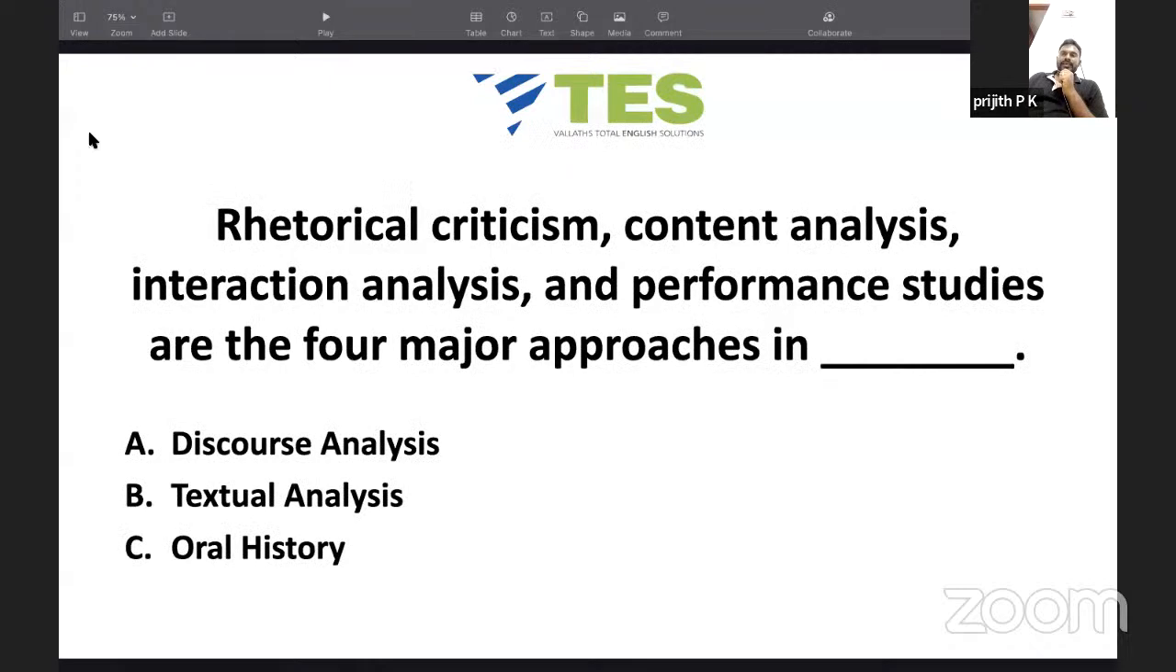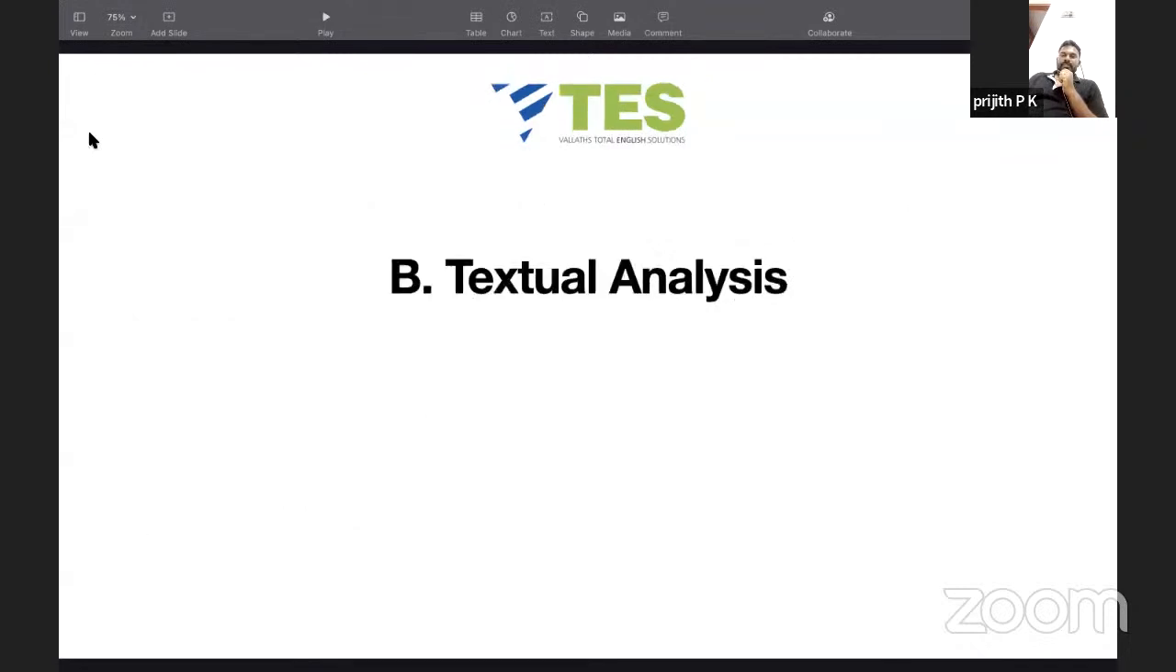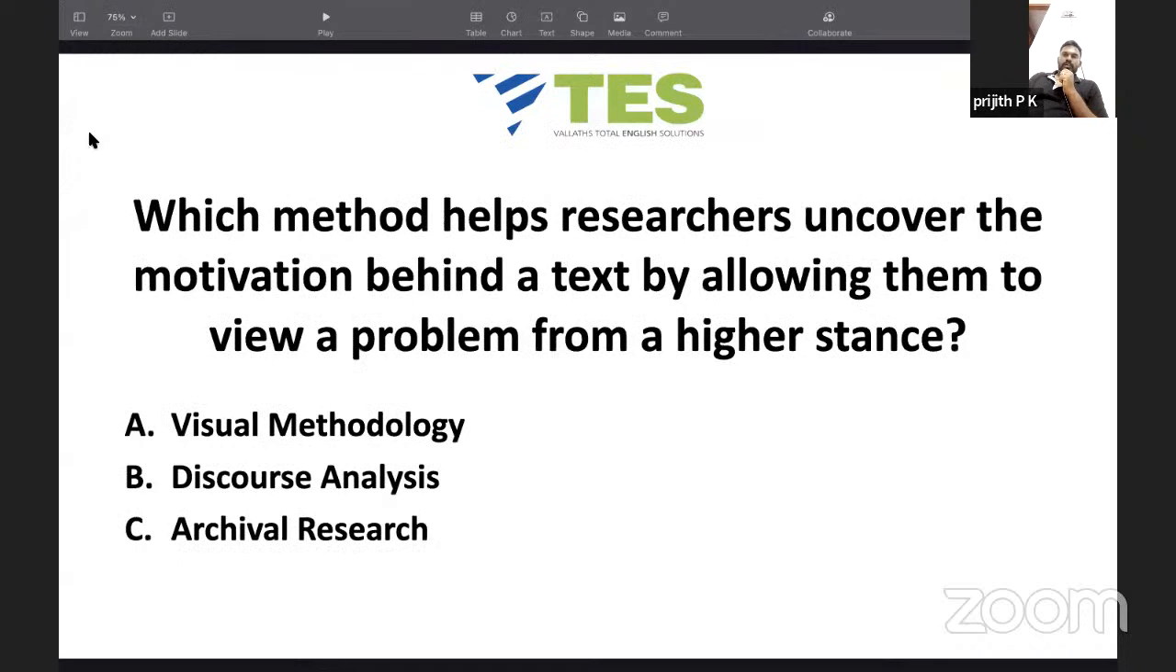Next question. Rhetorical criticism, content analysis, interaction analysis, and performance studies are the four major approaches in dash. Option A, discourse analysis. B, textual analysis. C, oral history. And our answer is textual analysis. Don't worry about wrong answers. Just do it as homework, Google it.